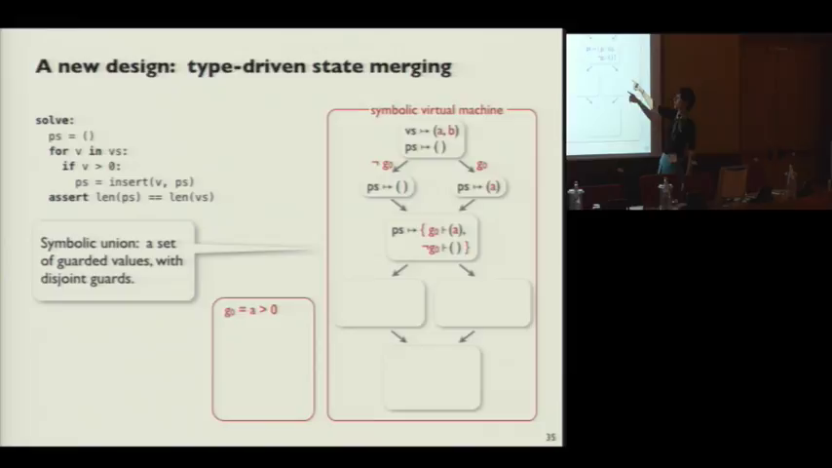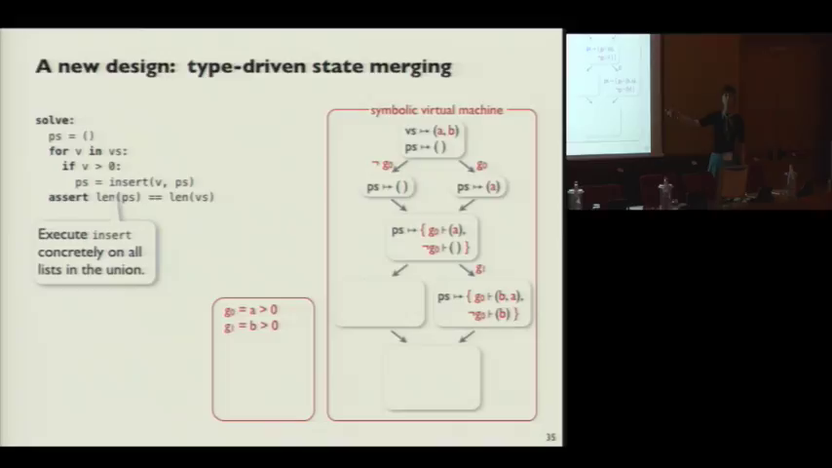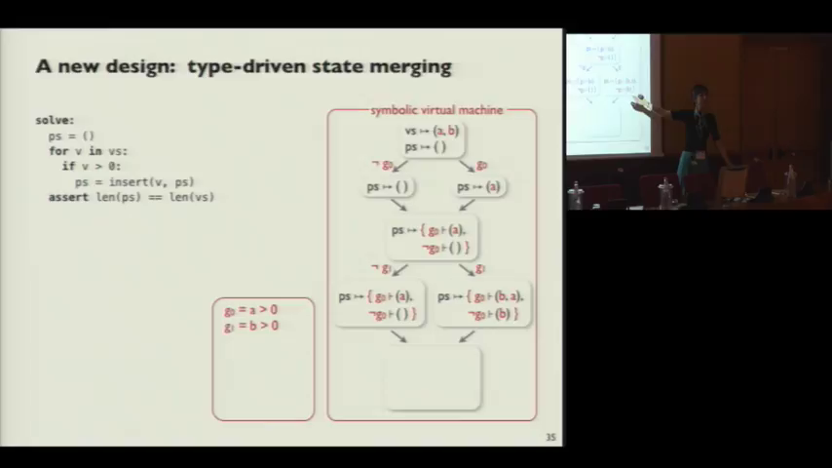and V is bound to B in this case, when I'm examining the then branch, now I can execute this insertion procedure concretely on the elements of the union. I'm just going to push it through. And this is going to be the state of PS after the then branch. After the else branch, it's still the same. Nothing happens. Now, before I proceed, I have to merge these two unions.